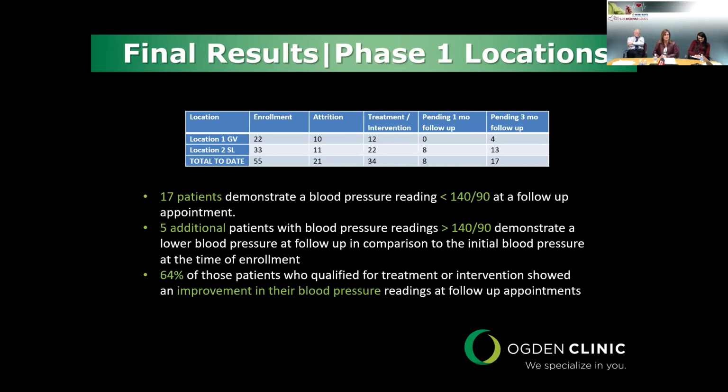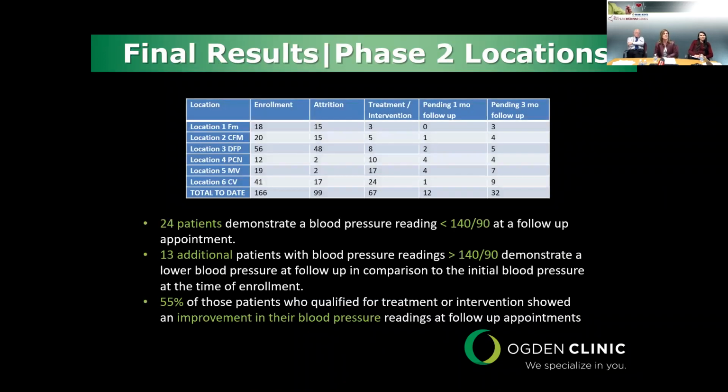5 additional patients with a blood pressure reading still over 140/90 still demonstrated a lower blood pressure in comparison with the initial blood pressure at the time of enrollment. So that indicated 64% of those patients who qualified for treatment showed an improvement in blood pressure readings at the follow-up appointments. You'll also notice the 2 columns to the right: those patients were still being monitored at the end of the actual program, and were still in the 1-month and 3-month follow-up phase.